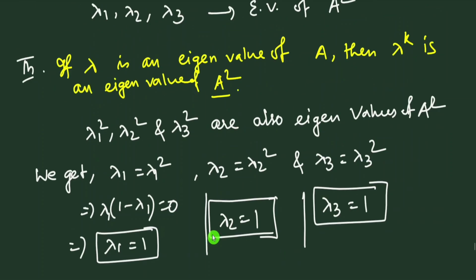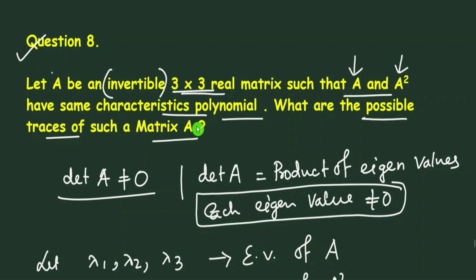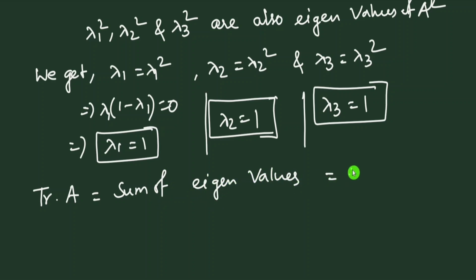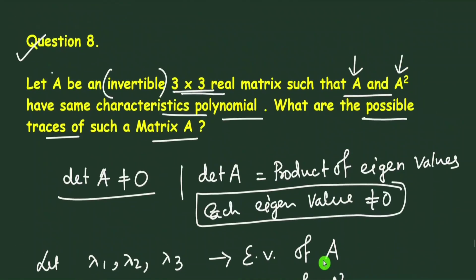Therefore, we have to calculate the trace of the matrix A. We get the 3 eigenvalues, and we know that the trace of any matrix is equal to the sum of eigenvalues, which is lambda 1 plus lambda 2 plus lambda 3, equal to 3. Now the question is not finished yet. The question says: what are the possible traces. That means we can find any other possible choice.